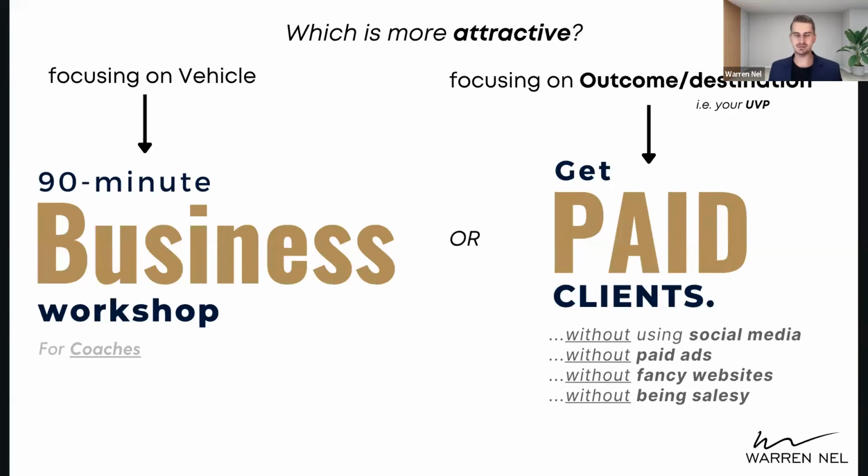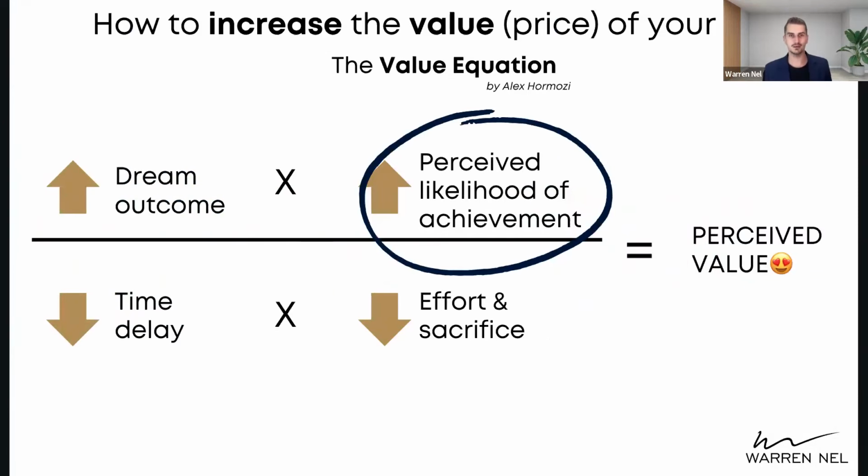Rather, you want to focus specifically on the core dream outcome, which in my case is get paid clients without using social media. That is your UVP, aka unique value proposition. So that's your dream outcome. Do I have a compelling dream outcome for my audience? We're moving on to the second part, right? And that is perceived likelihood of achievement. The biggest risk that people face is, okay, that sounds amazing, but what if it doesn't work?